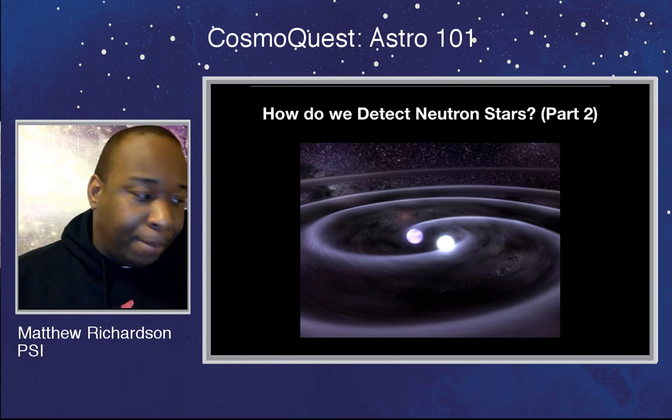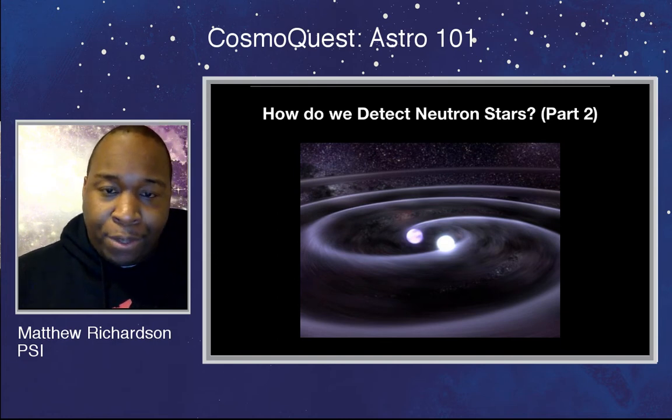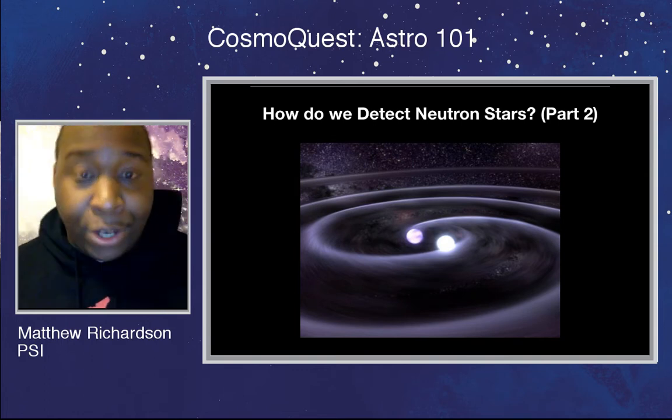And of course, you know what comes to mind: in order to produce a magnetic field, you'd have to have a moving charge, right? Maxwell's equations tell us this.